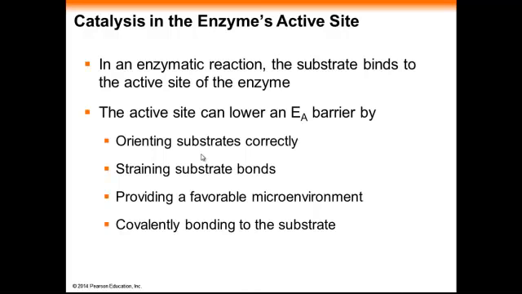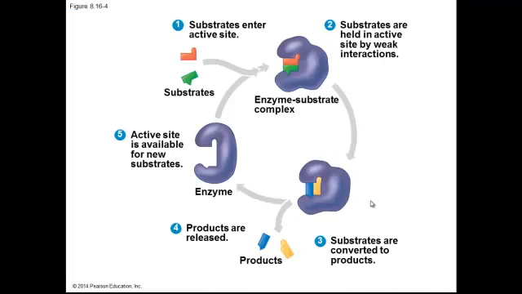Now, what the enzyme's active site does is it lowers the energy of activation, and it does this in a number of ways. One way is that it orients the substrate correctly into the enzyme so that the bonds can be altered, or that the substrate can be altered. This causes a straining of the substrate bonds. It also provides a favorable microenvironment in the enzyme to alter the substrate. And as I mentioned, in some cases, the substrate is covalently bonded to the active site in order to alter the substrate. Here's what that looks like.